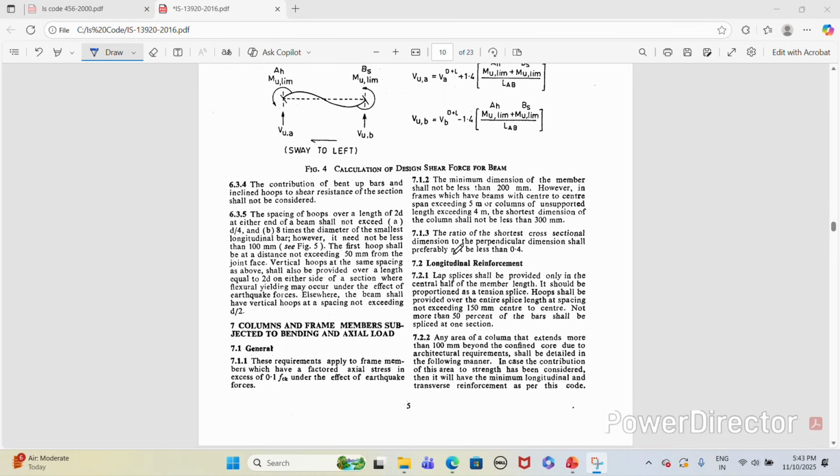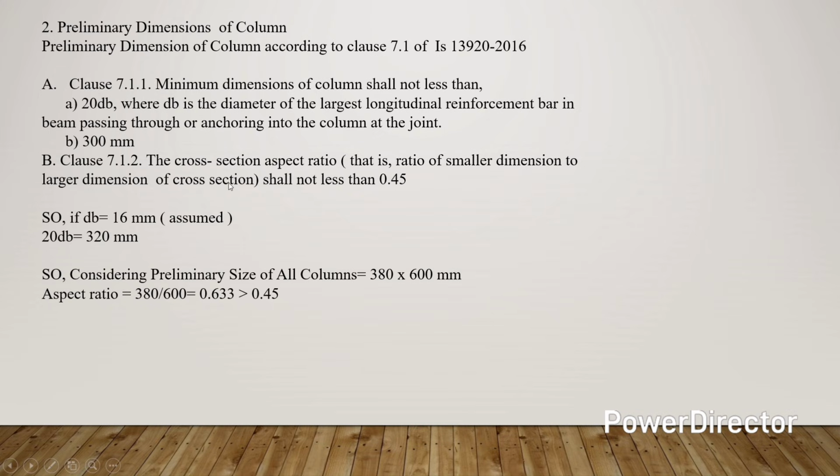So this is IS 13920:2016, and this is the clause for deciding the column dimension, the preliminary dimension. I have written it in the PPT. As per clause 7.1.1, the minimum dimension of the column shall not be less than 20 dB, where dB is the diameter of the largest longitudinal reinforcement in the beam. The second point is that the minimum dimension should not be less than 300 mm, and the cross-section aspect ratio, that is the ratio of the smaller dimension to the larger dimension of the cross-section, shall not be less than 0.45.